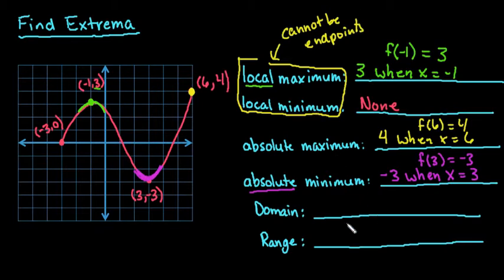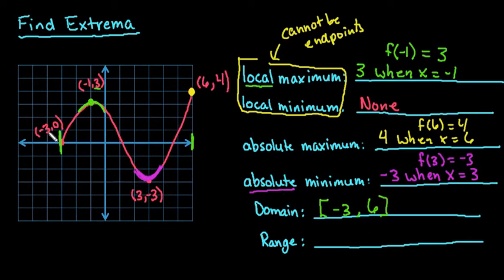Okay, so the last thing that we want to talk about is the domain and the range. The domain, remember, is our lowest x values. So the lowest we go to the left on this graph is -3. And then if I trace across this way, my graph continues until I get here. And so my domain goes from -3 to 6.